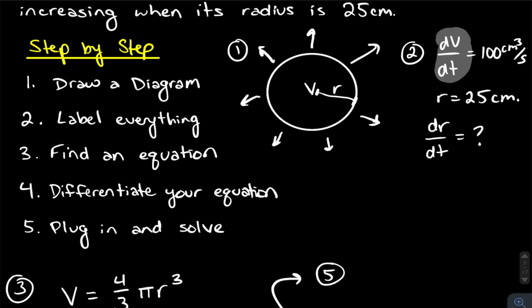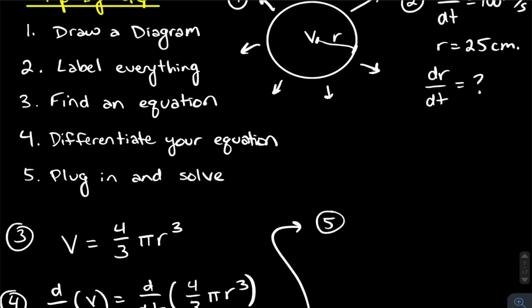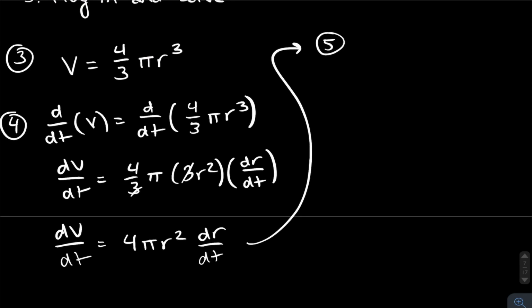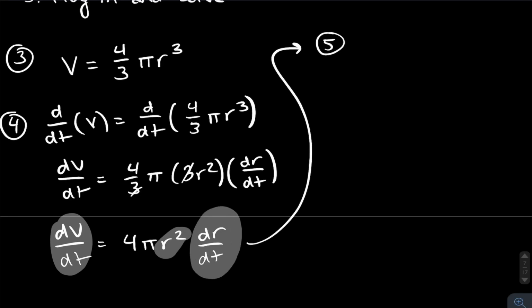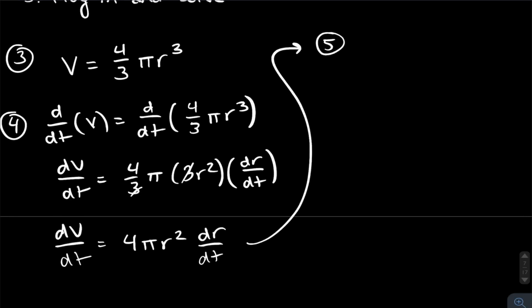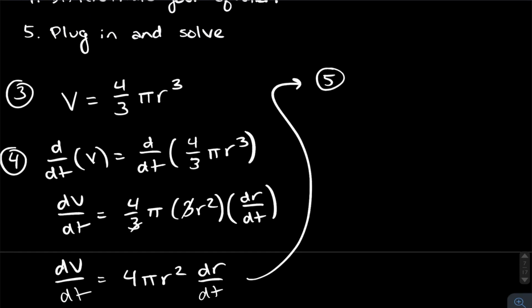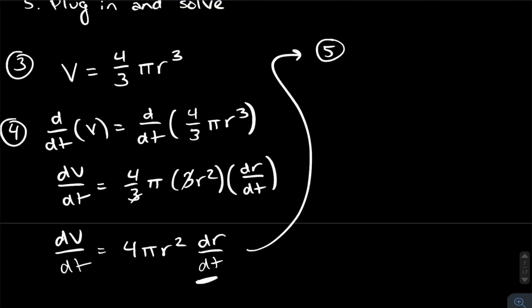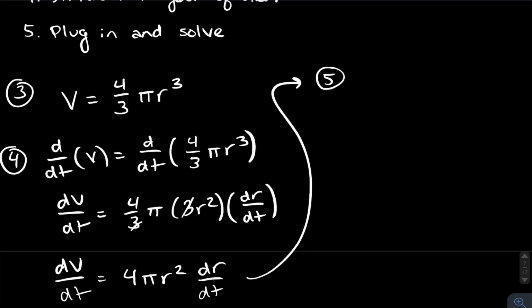And we know what dv/dt is, and we know what r is. So the only unknown in this problem is dr/dt, and that's good because that means we can solve for it. We can either substitute in right now, or we can solve already for dr/dt and then plug in. It really doesn't matter what you do, but I'm just going to start plugging in.